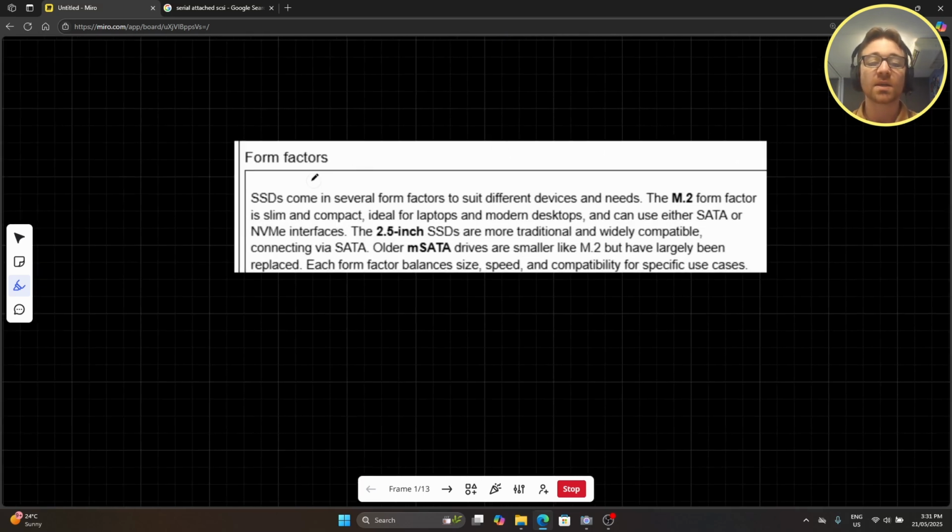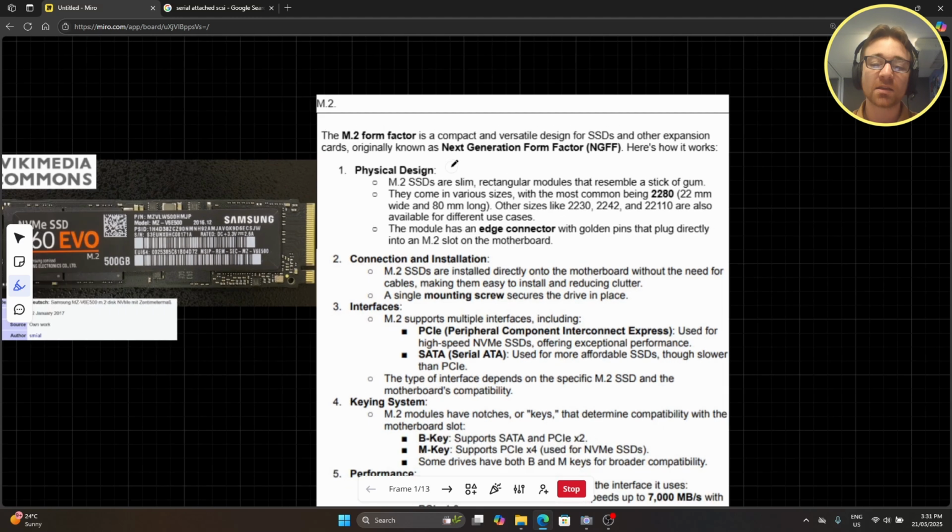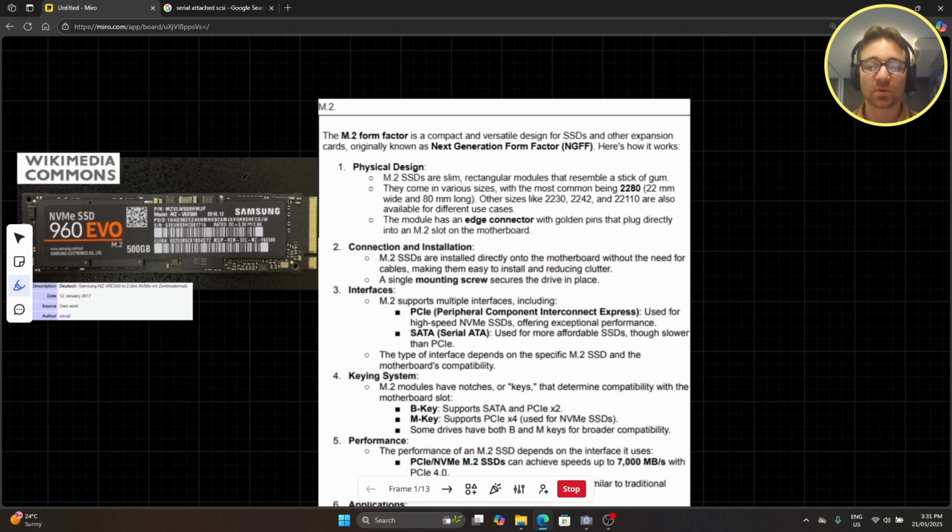The next thing we need to know is the form factors for SSDs, the different form factors. We've talked about the M.2 drive and how that plugs straight into the motherboard in previous exam objectives. And we've talked a little bit, maybe once, about mSATA. We're going to get a little more into these two now, just to rehash our memory, I suppose.